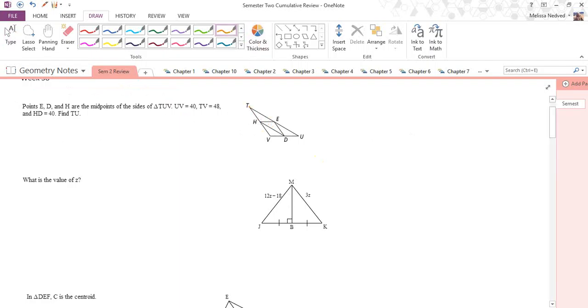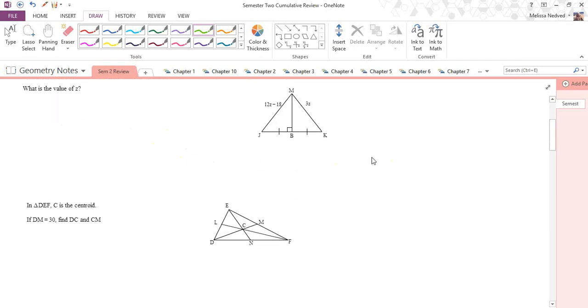So if I'm looking for side TU here, I'm looking for this side here in orange. In order to find that length, I need to find the mid-segment, and whatever the length of that mid-segment is going to be half the length of TU. Well, I'm told here that HD is 40. So I know HD is 40. To find the length of the missing side, I'm going to take 40 and multiply it by 2. So TU has a length of 80 units.